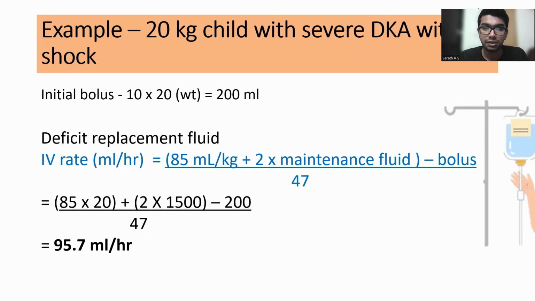Then deficit replacement: you have taken 8.5% dehydration as a rule of thumb. So we give 85 ml per kg plus 2 times the maintenance fluid. Maintenance fluid can be calculated using the Holliday-Segar formula. For the first 10 kg, you take 100 ml per kg. Next 10 kg, you take 50 ml per kg. After that, for each kg, you take 20 ml per kg fluid. So for a 20 kg child, it will be 1500, and we have to subtract the bolus, that is 200. Divided by 47, we will get 95.7 ml per hour.